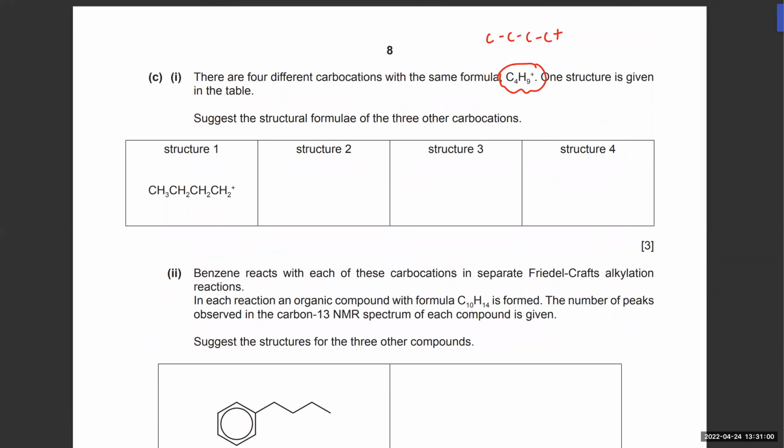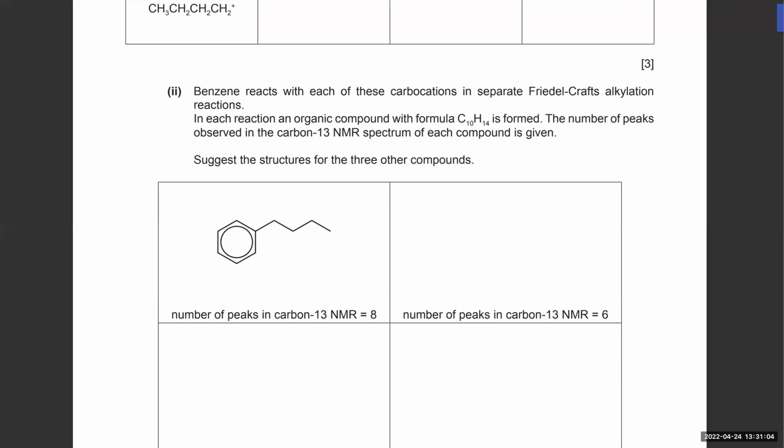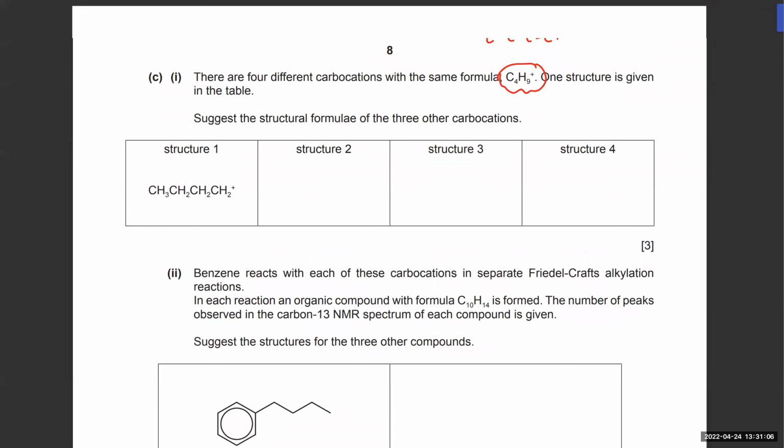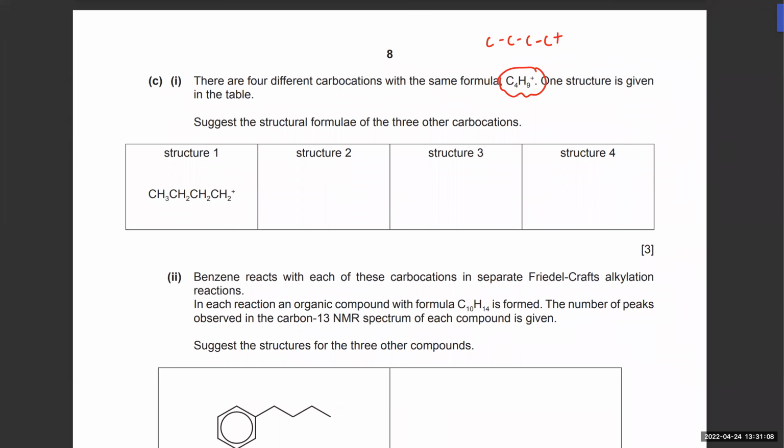So one of them is this one, so that means there's going to be a benzene, right, and this C4H9 plus, I'm just ignoring the hydrogens. It's going to come in, it's going to steal electrons and it's going to bond at some position. Is that clear? That's the first one.